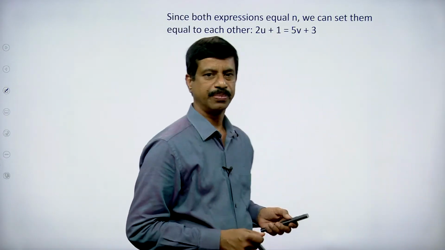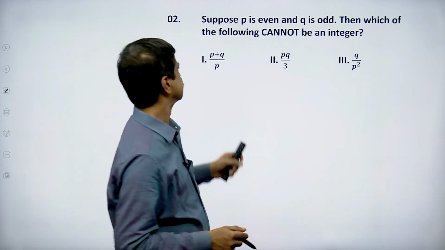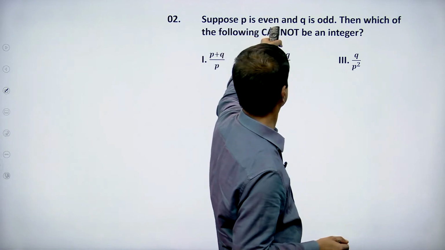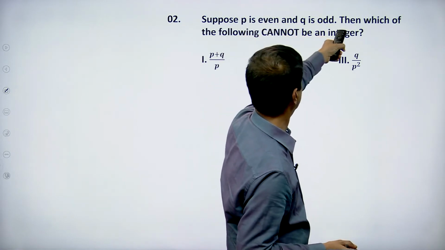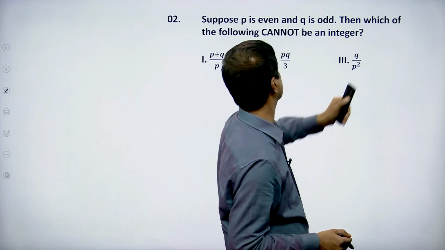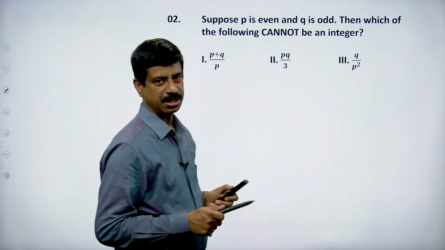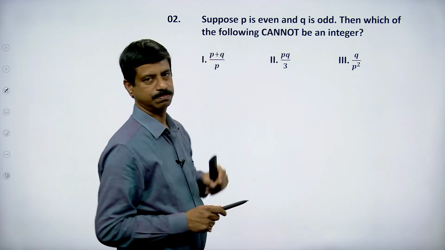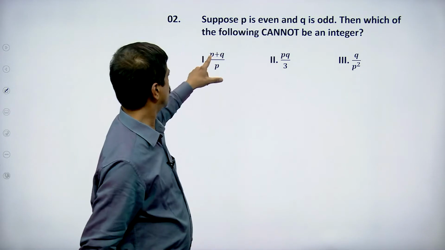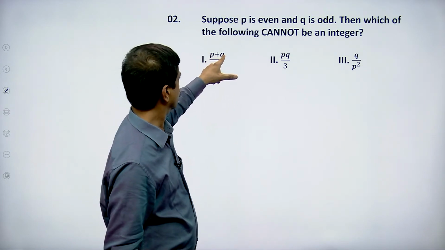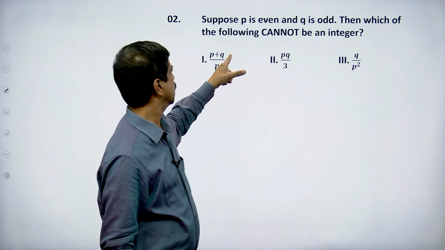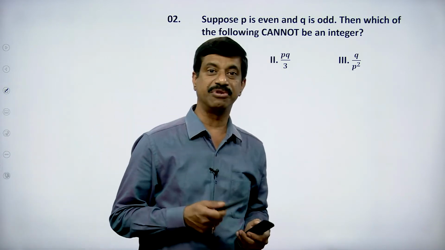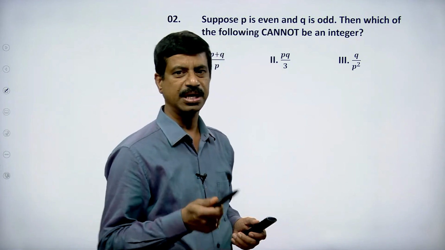So, look at this. Suppose P is even and Q is odd, then which of the following cannot be an integer? P is even, Q is odd. So, now P plus Q means what? Even plus odd. Even plus odd is odd, divided by even. Odd divided by even cannot be an integer.